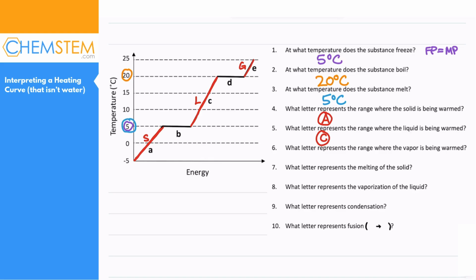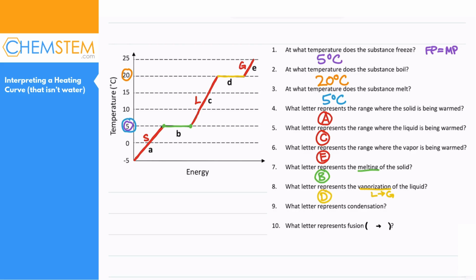6. What letter represents the range where the vapor is being warmed? So that's basically the gas that's just getting hotter and hotter. And of course, that is going to be E. Number 7, what letter represents the melting of the solid? So the melting of the solid, that's going to be when the solid starts to transition into a liquid, and that happens at B. What letter represents the vaporization of the liquid? Recall that vaporization is when the liquid is turning into a gas. So that's going to be this section here, D.